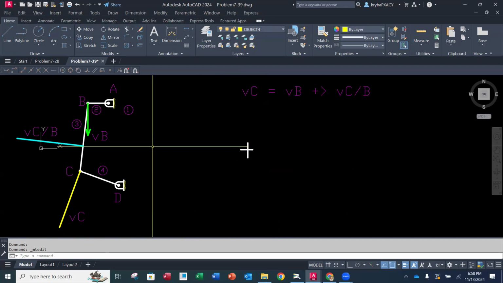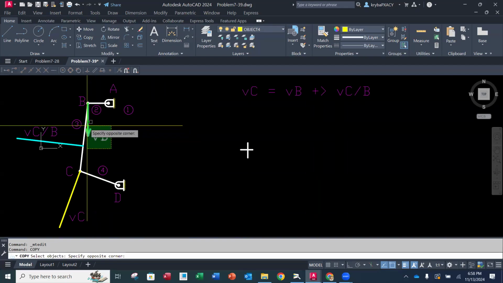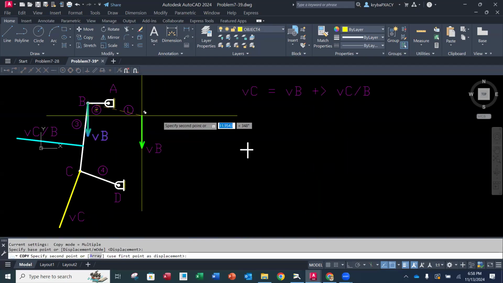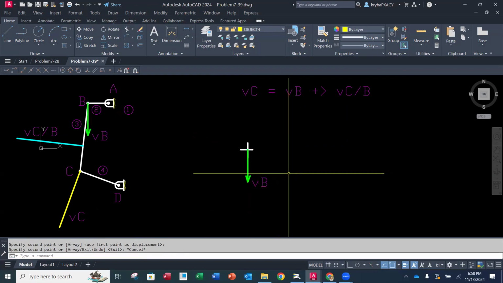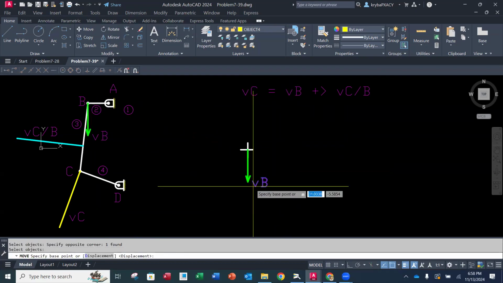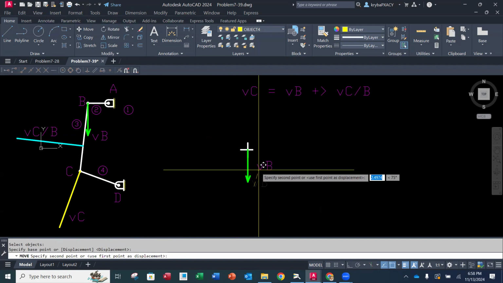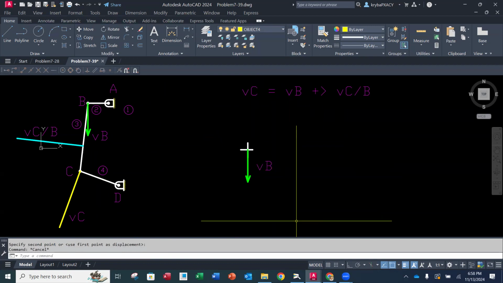So I'm going to copy these vectors, and I'm going to start with the velocity of B. I know that my velocity of B is going to be going straight down. It's going to be the first vector that I do. It's what I know the most about. I know magnitude and direction, so that's going to be my first one.